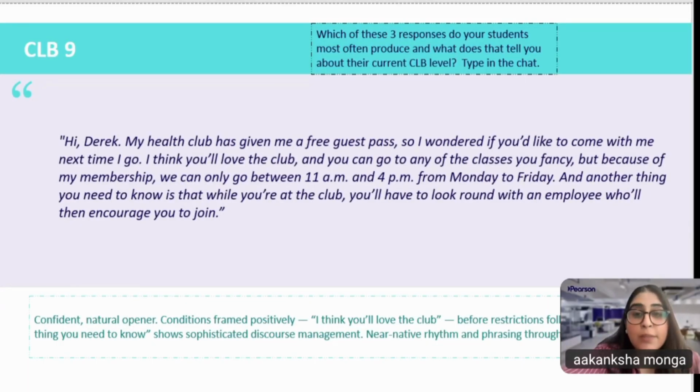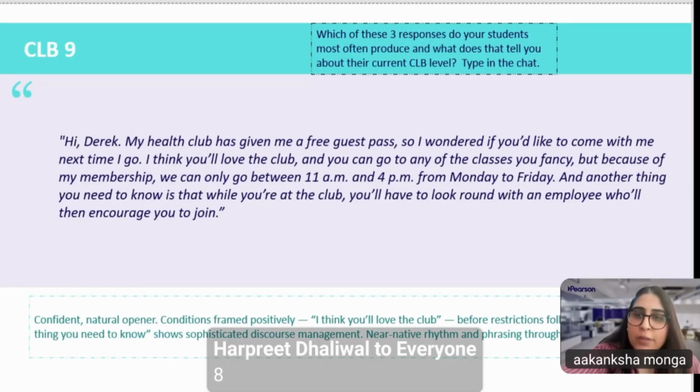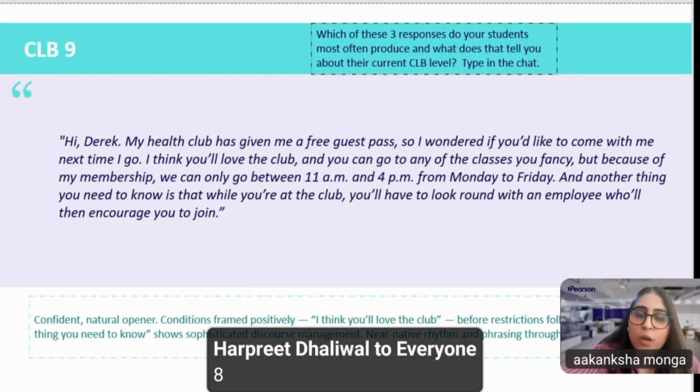Now, my question was, which of these three responses do your students most often produce, or are more likely to produce? And what does that tell you about their current CLB level?